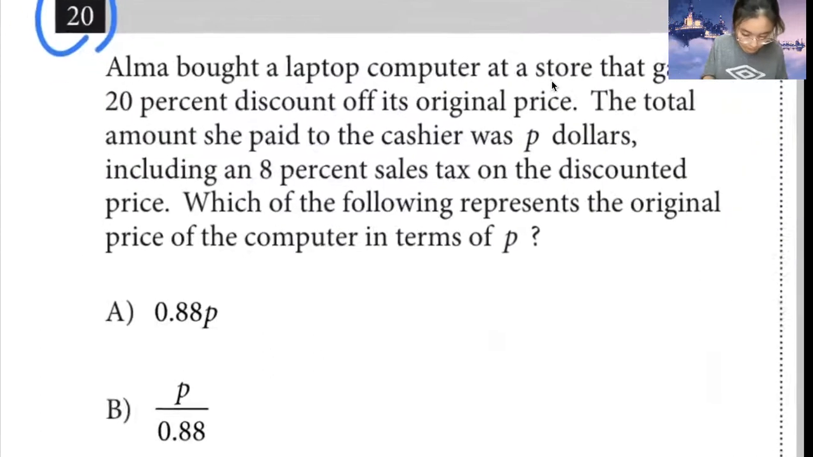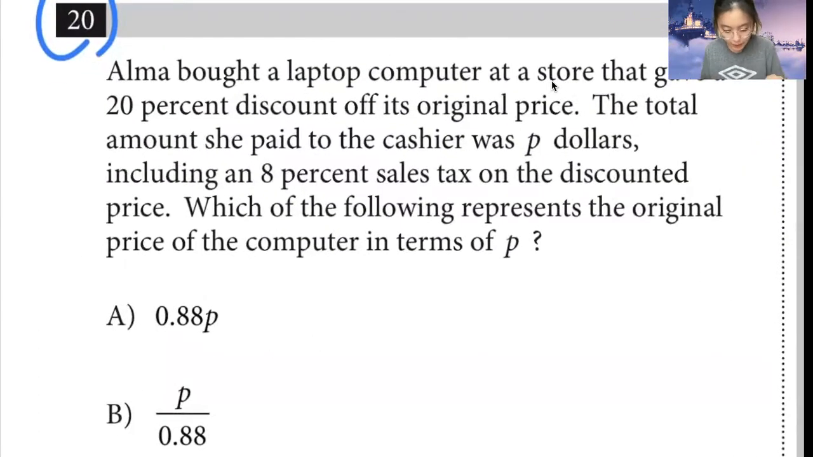So let's read it. Alma bought a laptop computer at a store that gave a 20% discount off its original price. The total amount she paid to the cashier was P dollars, including an 8% sales tax on the discounted price. Which of the following represents the original price of the computer in terms of P?